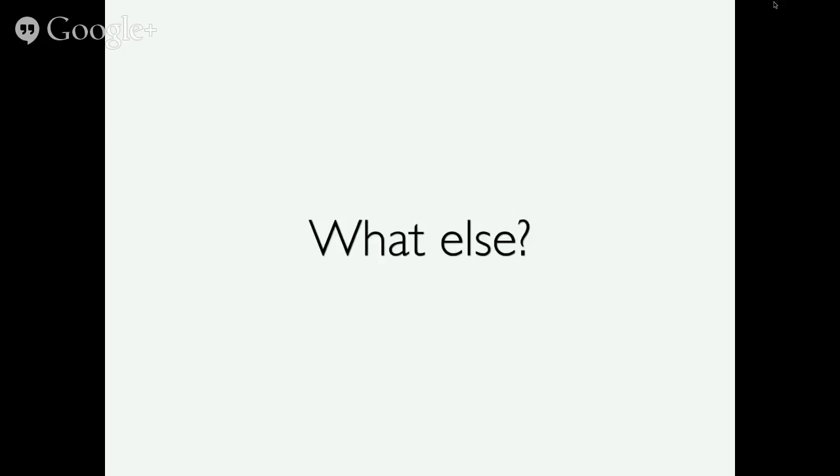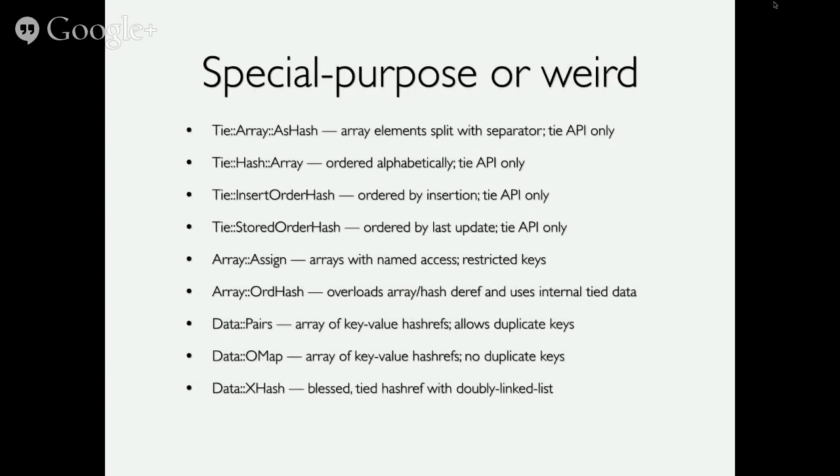So what else can we do? Then I started getting pretty deep into what the other alternatives are. All of these are somehow sort of special purpose or weird. So this uses array elements, but it splits them with a certain separator. Tie-hash array, you can only get them alphabetically. So it's an order, but it's one particular order. It only comes in black.